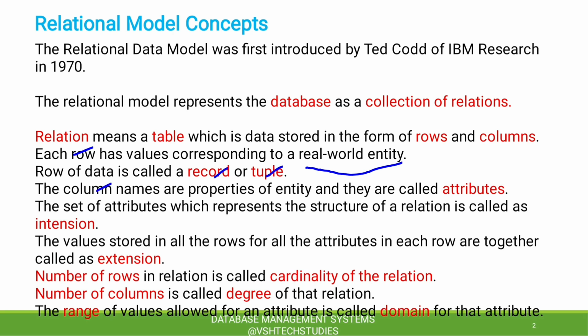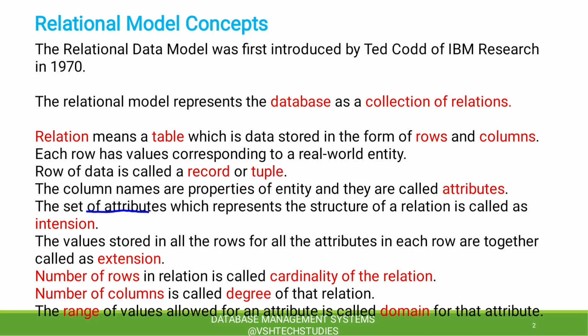The column names are properties of the entity and they are called attributes. Means in that table, the details of the student, what details we store, that is student USN, student name, student marks. So whatever properties of the entity we are storing, they are attributes. So they become the columns in the table.